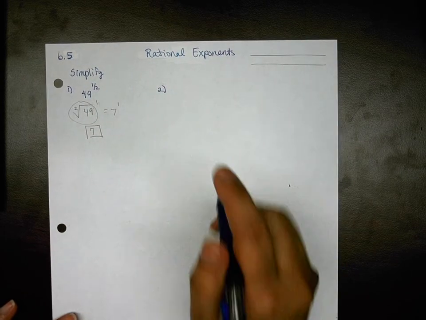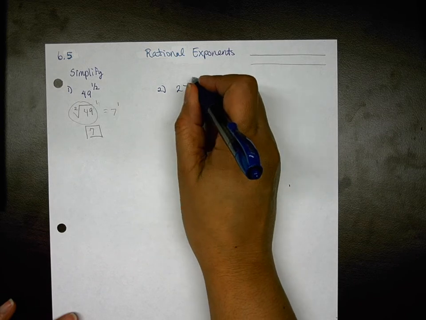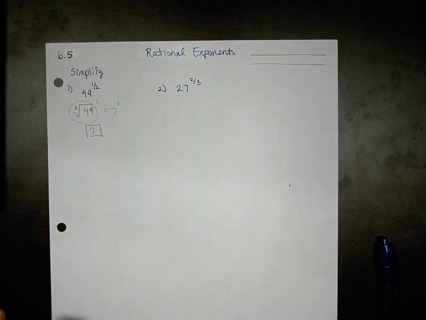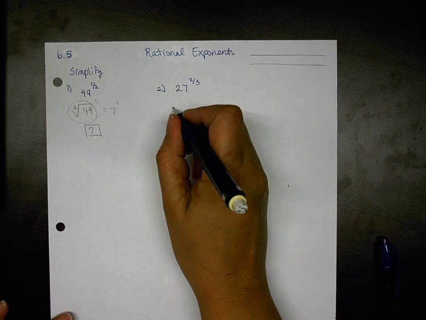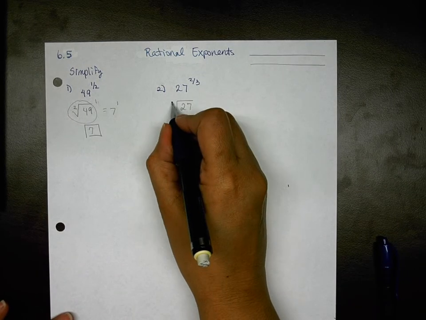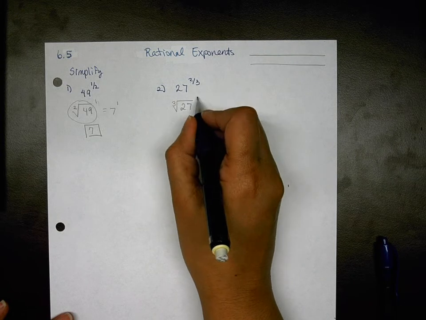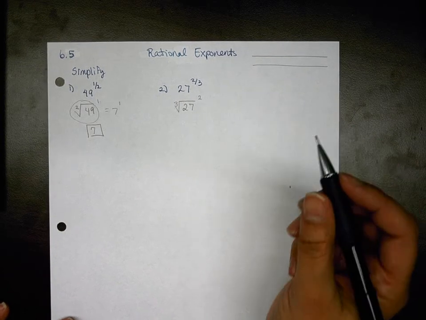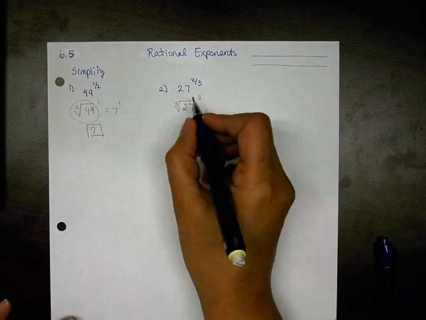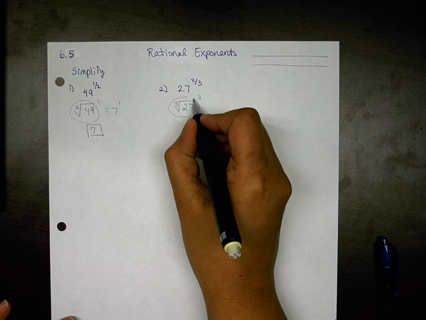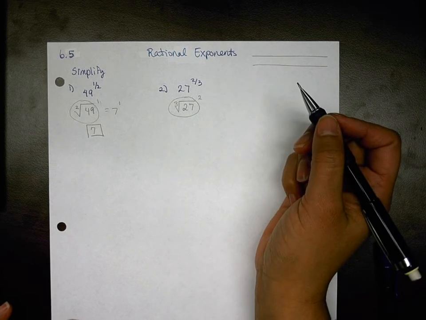Okay, number 2. 27 raised to the 2/3. Again, we're going to do the same thing. We're going to convert it to a radical. 27 stays inside. The denominator becomes the index, the number at the top, the numerator becomes the power. Inside or outside doesn't matter. It's easier on these when you're simplifying to put it on the outside and simplify the inside first.